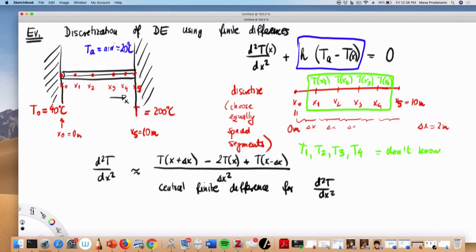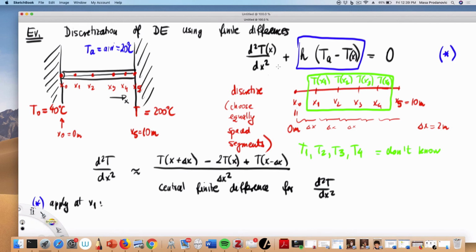So this is an approximation. And I can apply that approximation at every point that I'm looking for, just like my differential equation is valid for every point of this rod. So let's do that. Basically, at my point T1, the first point that I don't know, I'm going to apply it at x1. I'm going to call this equation star. So apply star at x1.